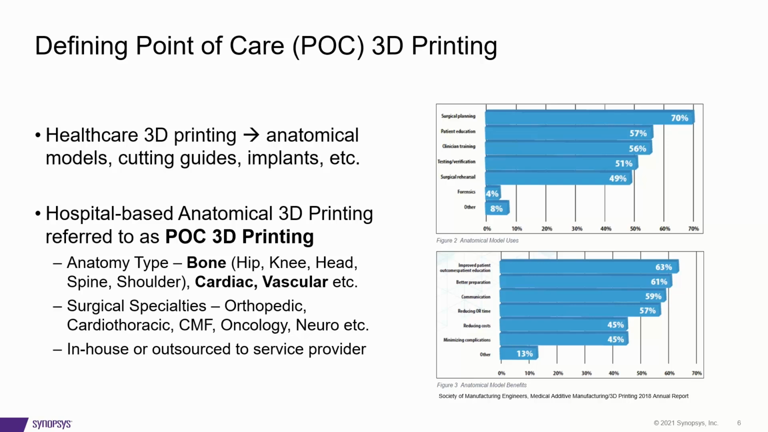Although we say hospital, this could be within a medical device or any kind of life sciences context where this is being performed. Typically the anatomy types, the biggest one is bone or orthopedic, looking at the hip, knee, different parts of the head, spine, shoulder, any kind of orthopedic application. Then typically followed by cardiac or vascular, and any other organs within the body can also be used for 3D printing of these anatomies. And typically the surgical specialties are orthopedic, cardiothoracic, CMF or craniomaxillofacial reconstruction, oncology, neuro applications, etc.